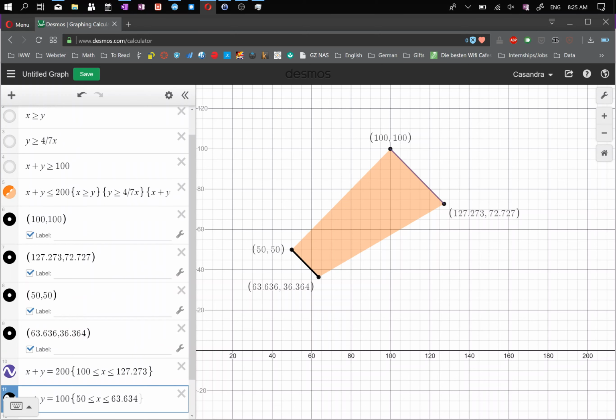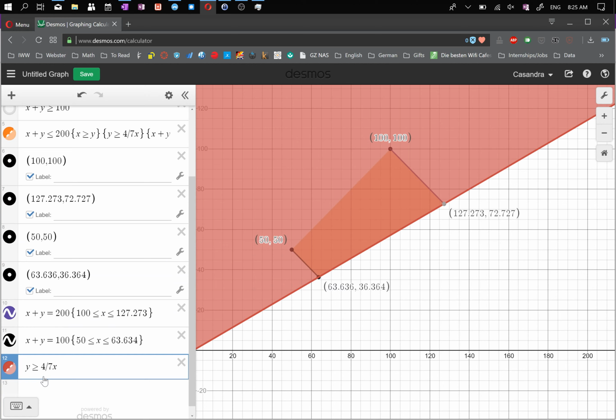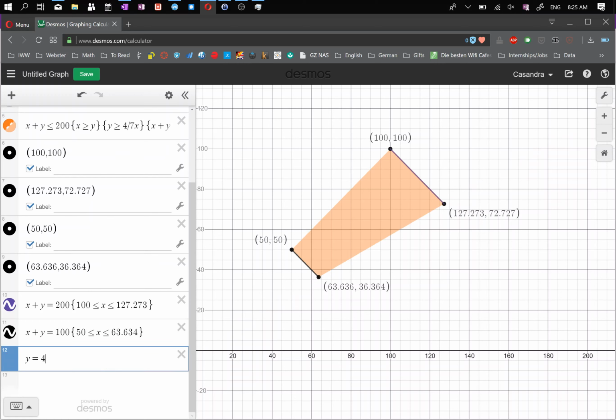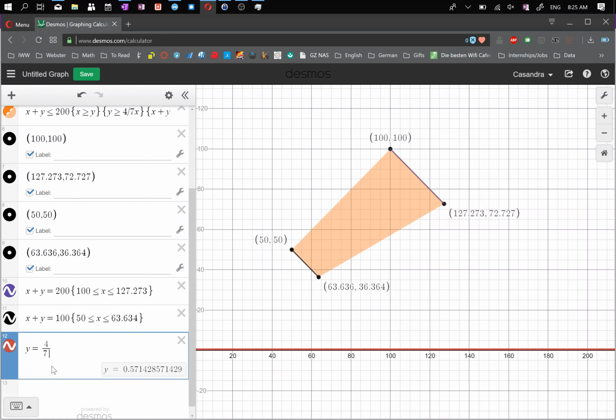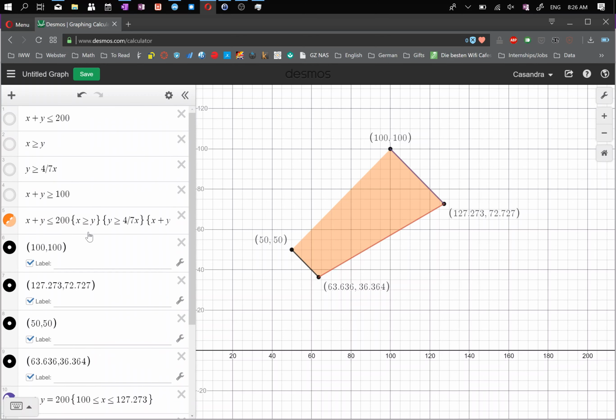Same thing here, so I can take my next line. Again, equal sign. I don't like how this looks. I would prefer this be a fraction. It doesn't make any difference. I just like how it looks better. But again, restricted. The x's only go from 63.636 until 127.273. No, that is not how this works at all. Less than or equal to x, less than or equal to. Great. And lastly, I need that other line.